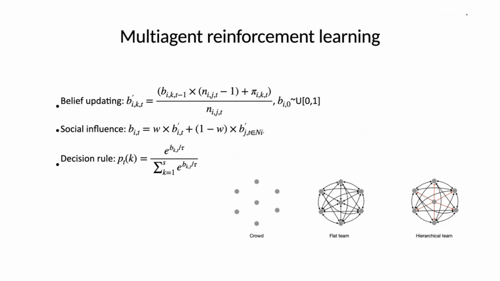There's also the decision rule, which we saw multiple times in previous tutorial sessions. It's just a logit choice rule. The logit decision-making rule takes this belief and squeezes it into a value between 0 and 1, meaning that the option with higher belief will have a higher probability of being chosen.